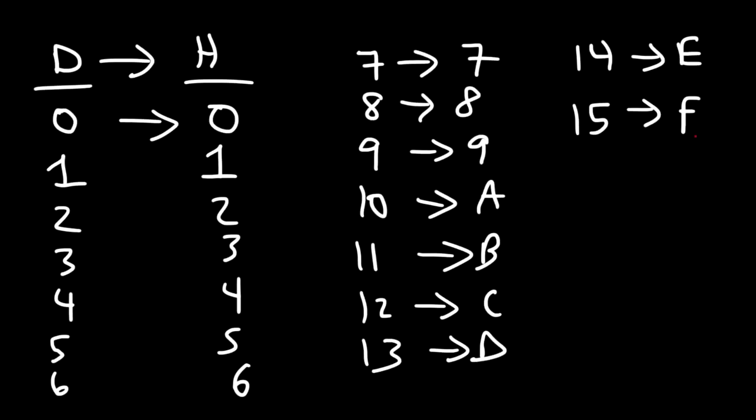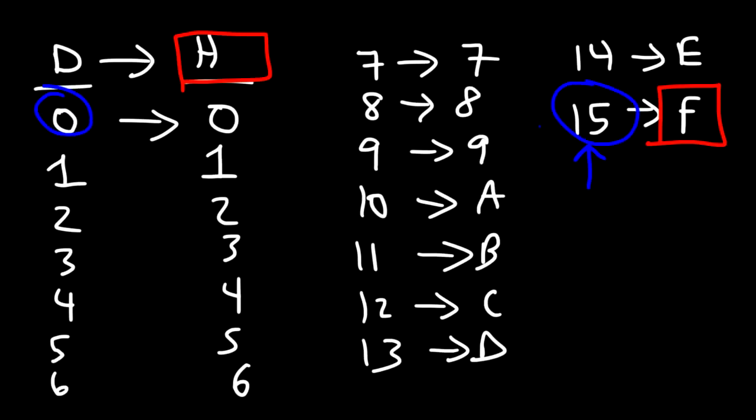So F is the highest digit in the hexadecimal system. Notice that the highest number that we see here is 15. Now, the hexadecimal system is a base 16 system, and if you include 0, we have a total of 16 numbers. So just keep that in mind. Now let's work on some examples.